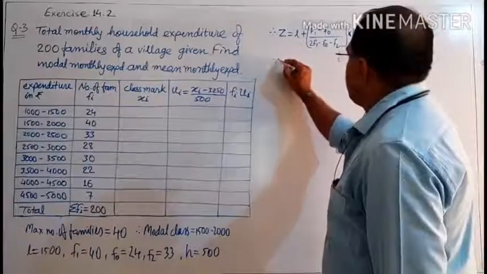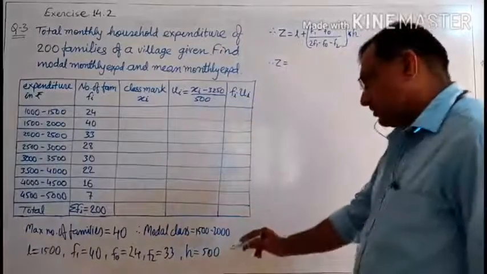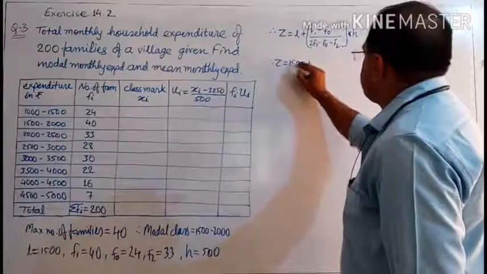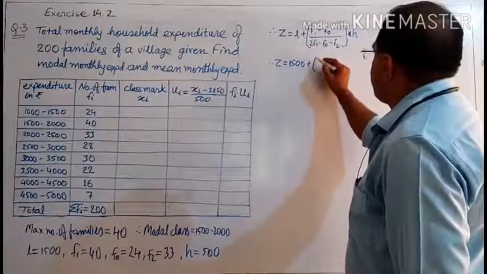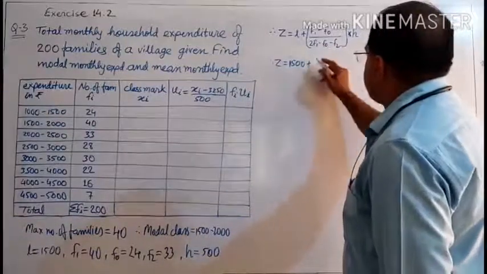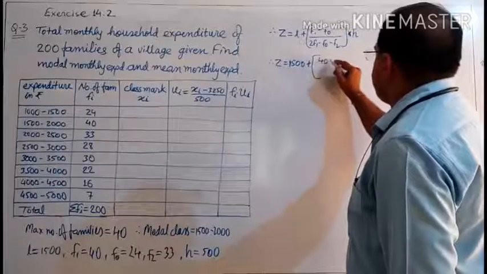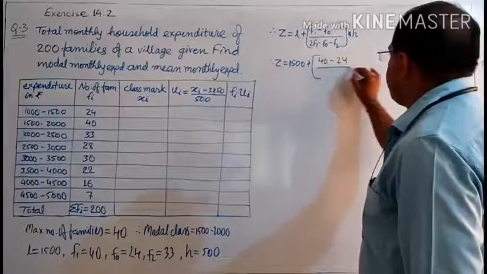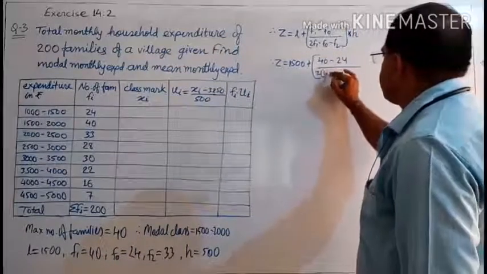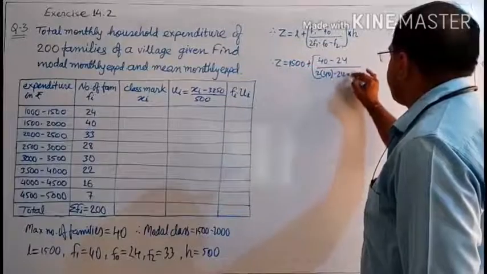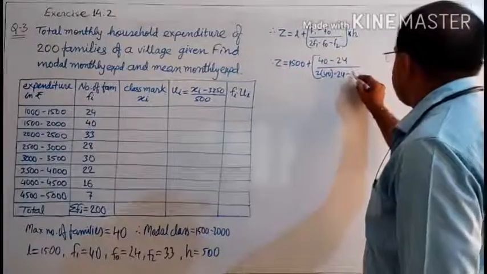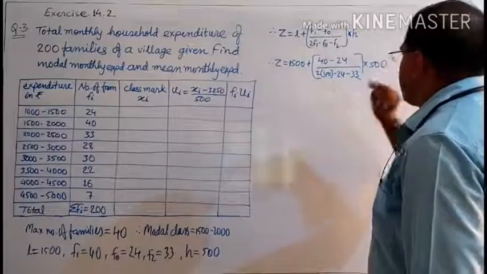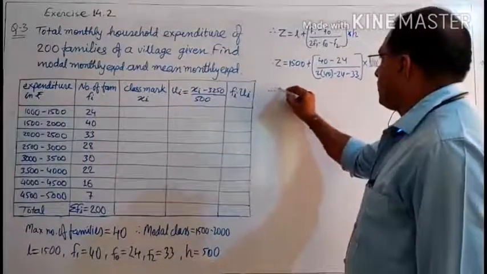So therefore mod is equal to the lower limit. What is the lower limit? 1500 plus, in brackets, f1 minus f0 divided by 2 times f1 minus f0 minus f2, multiplied by the class width. Here f1 is the frequency 40, f0 is 24, and f2 is 33, so 2 times 40 minus 24 minus 33, multiplied by the class width, which is 500.